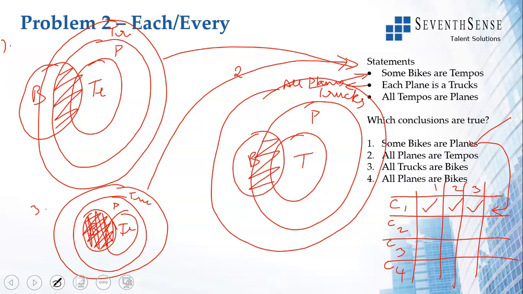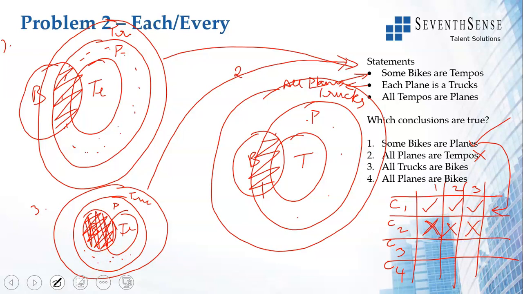All planes are tempos. If you see here, this part of the plane is not a tempo. So the moment you put a cross, again I say, the third possibility is not there in the conclusion, so do not worry. All the diagrams should have ticks. The moment you get one cross, you don't have to look further. The conclusion can be marked as a cross. All planes are tempos is not possible here because these planes are not tempos. Even here it is false. All of these planes are not tempos.